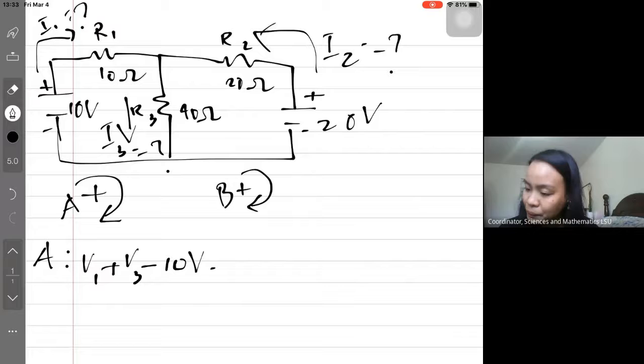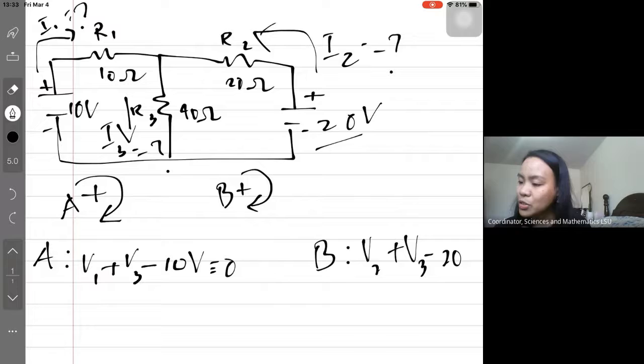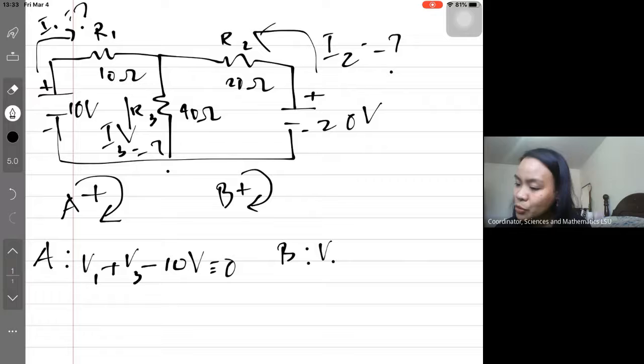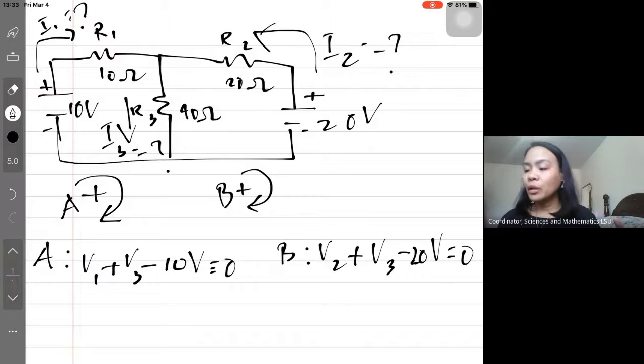In loop B, we have our V3 as well as V2. So we have V2 plus V3 minus 20 volts, this time because this is our loop B. V2 plus V3 minus 20 volts is equal to zero. I will erase some things to make space. Again, loop B: V2 plus V3 minus 20 volts is equal to zero. So we have two equations now.